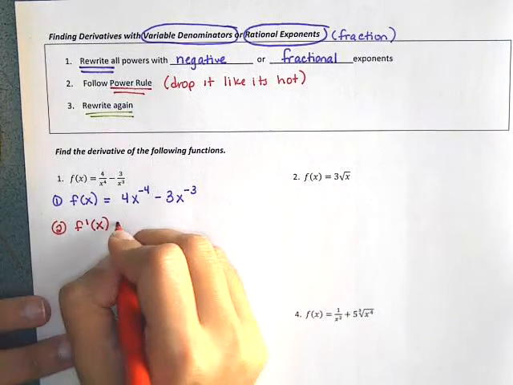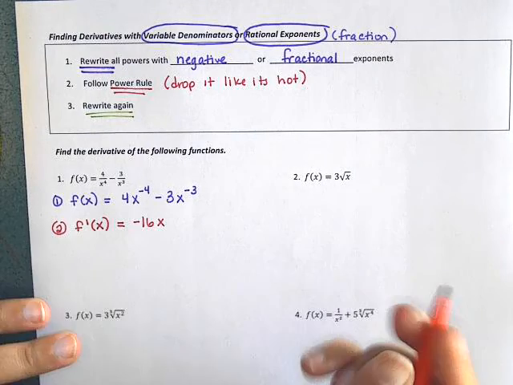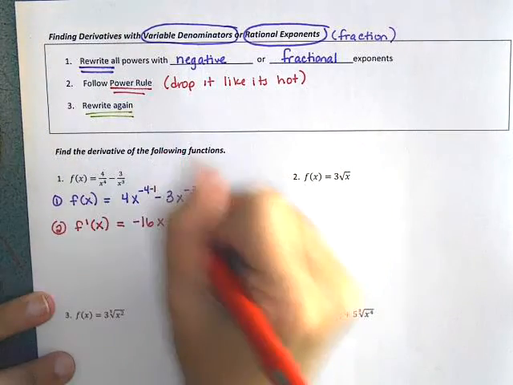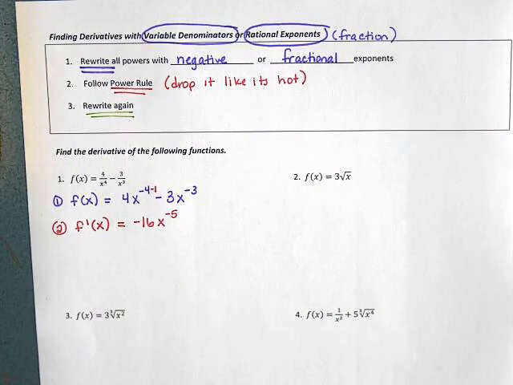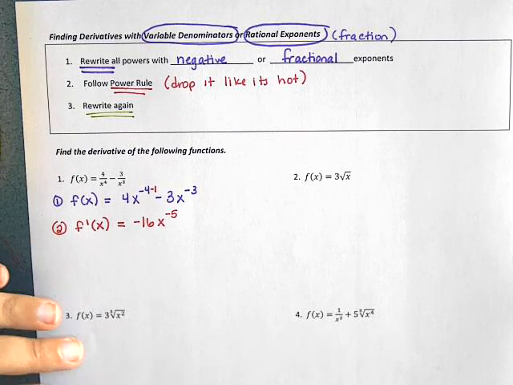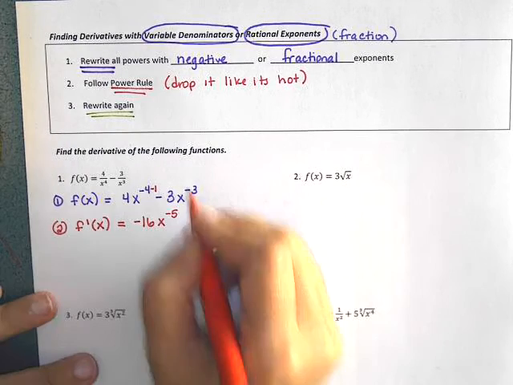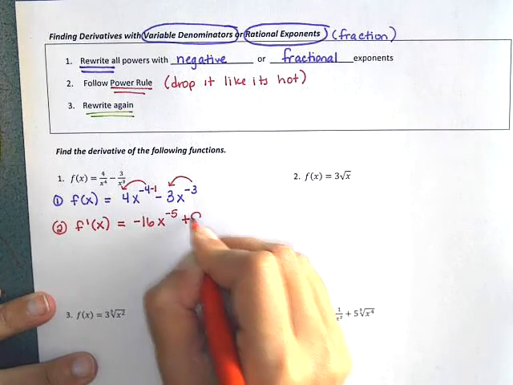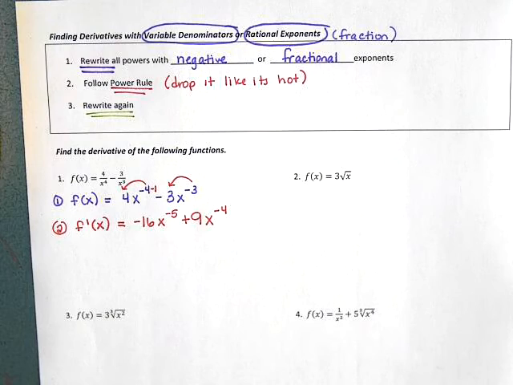The derivative is happening. Drop it like it's hot, negative 16 x to the, here's the common mistake, negative 4 minus 1 would be negative 5. It becomes more negativer. A lot of students want to write a negative 3 there because they think, ooh, 4 minus 1 is 3, but we're working with negatives. It's more negativer. Drop it like it's hot. So we get plus 9x to the negative 4, not negative 2, negative 4.